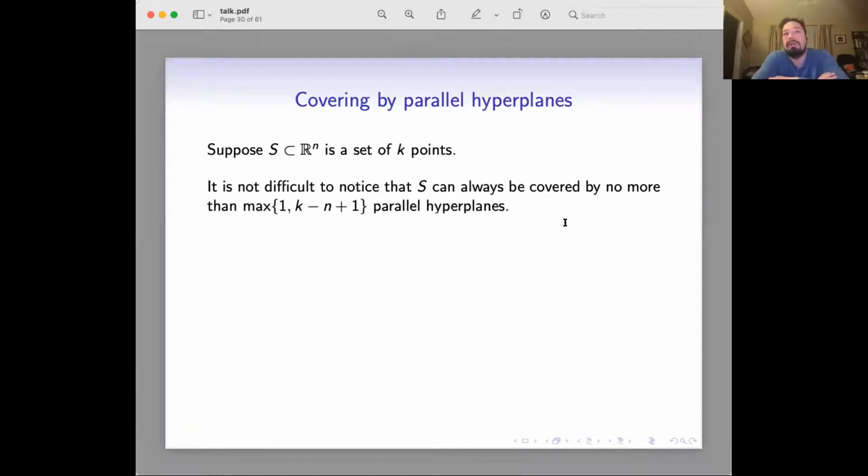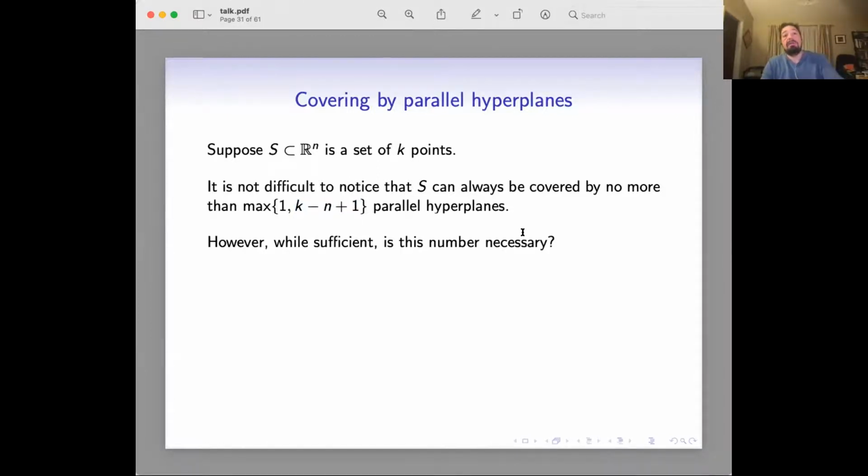Now imagine that k is bigger than n plus 1. Then take n plus 1 points and pass one hyperplane through them, and then start translating this hyperplane in parallel until it hits the next point. Well, maybe it hits just one point, so then you just keep moving it this way. So the maximum number of such translations you still need is no more than this.